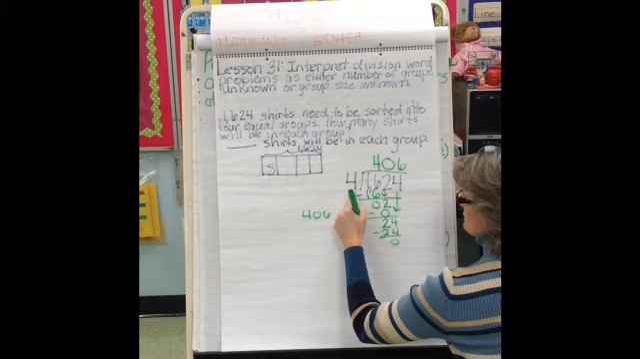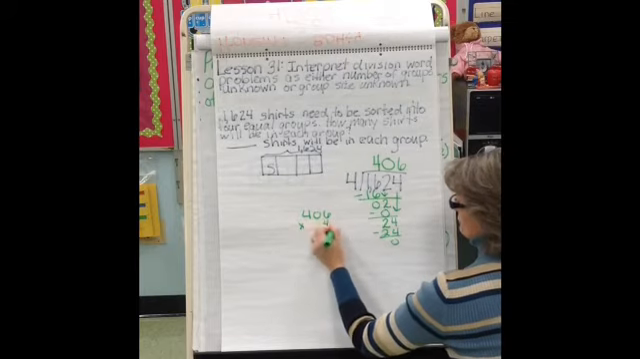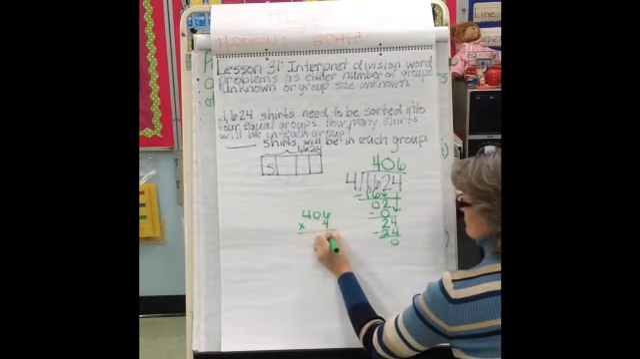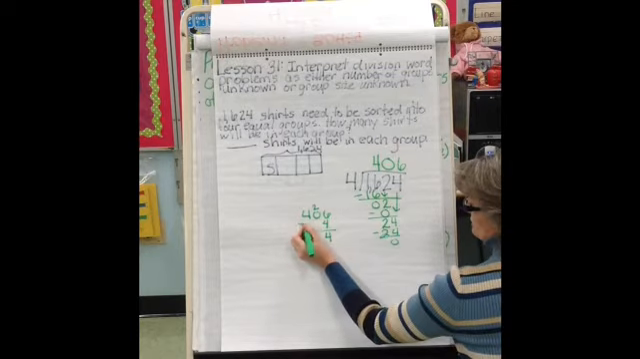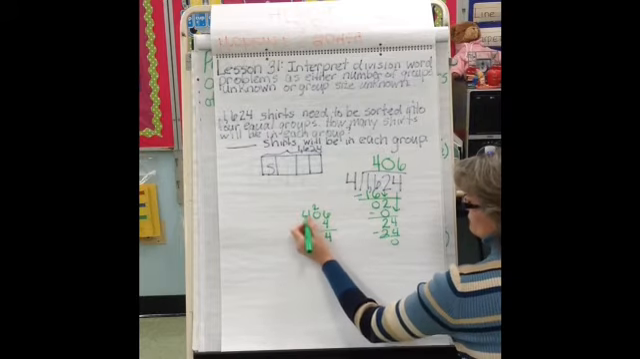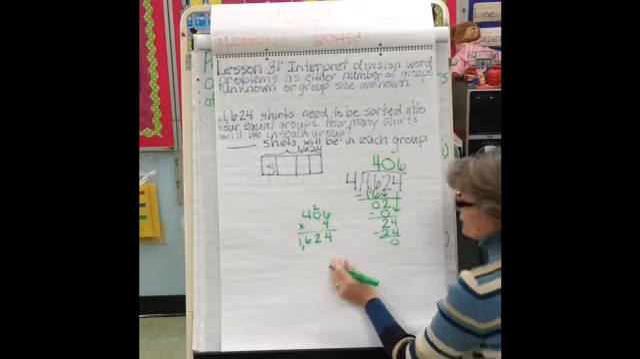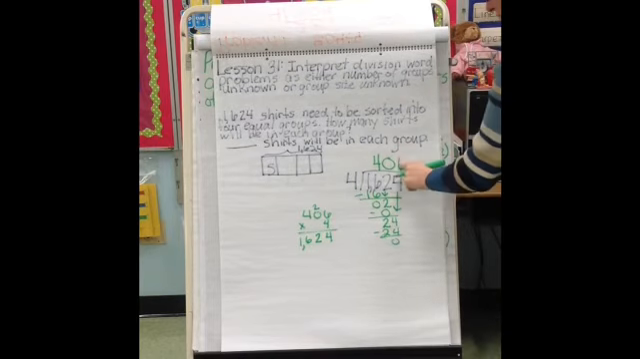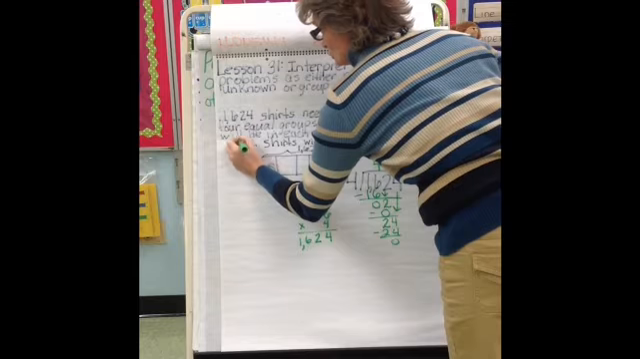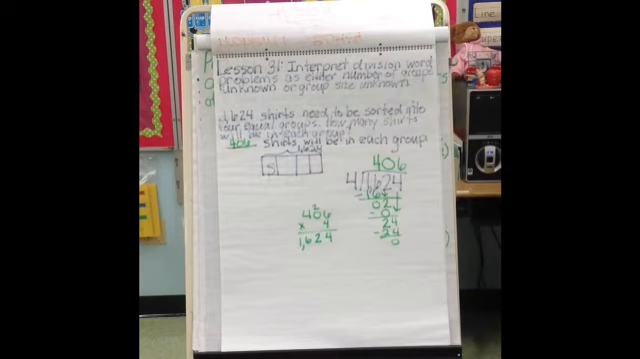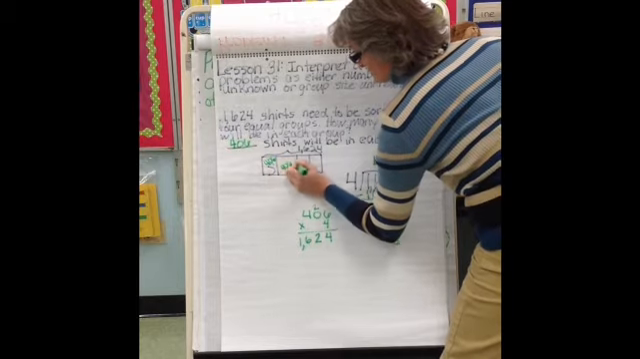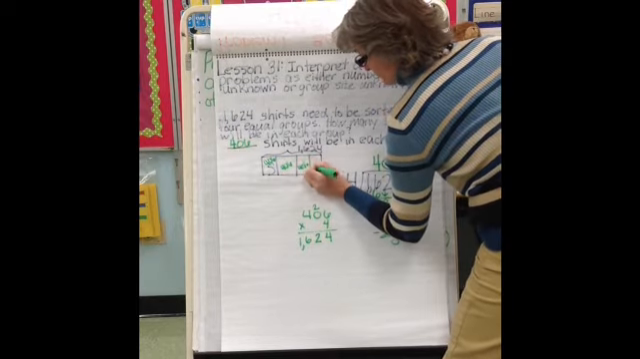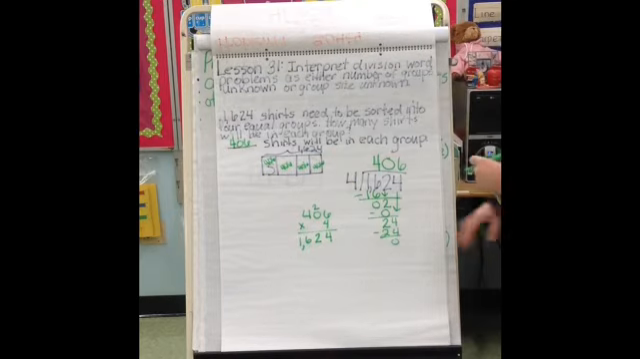406 times 4. 6 times 4 is 24. Put down 4. You're going to carry the 2. 4 times 0 is 0. Plus 2 is 2. 4 times 4 is 16. 1,624. There will be 406 shirts in each group. So this would be 406, 406, 406, 406.